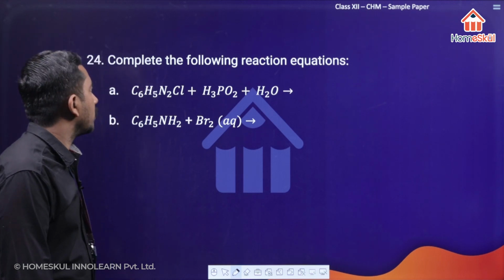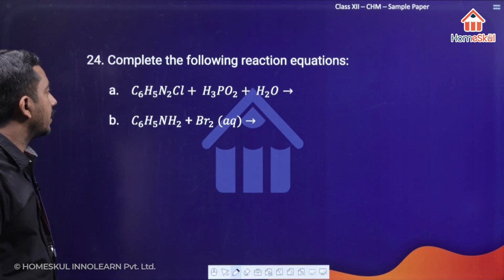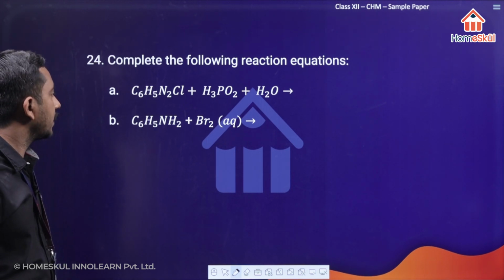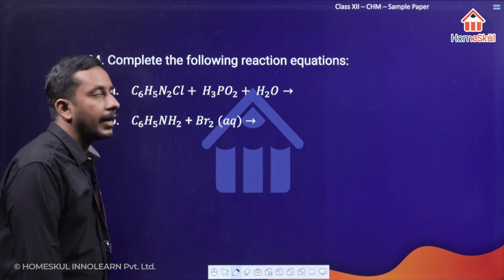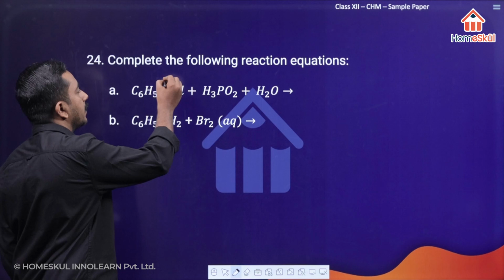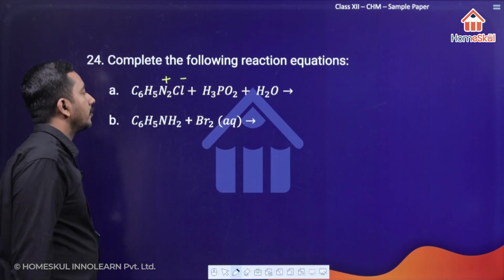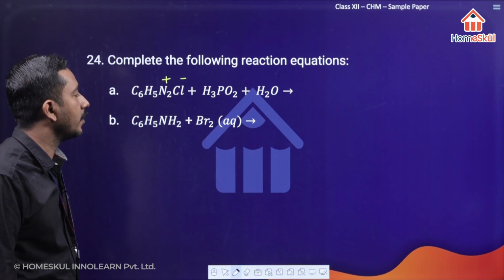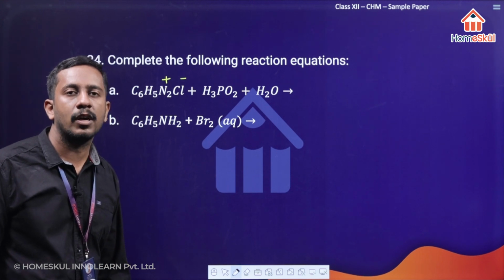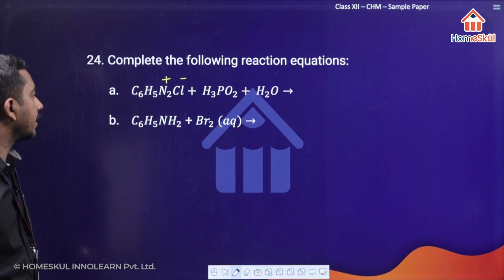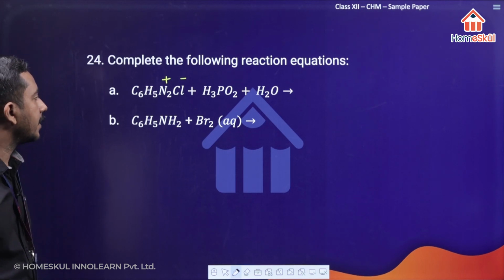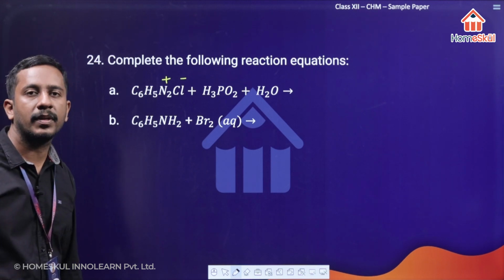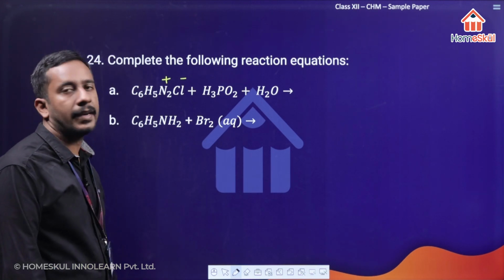Now the next question, the 24th question. Complete the following reactions. We have two reactions. We'll have to write the products for those reactions. The first reaction, we will be starting with a diazonium salt, C6H5N2Cl, and the reaction of that diazonium chloride with H3PO2, that is hypophosphorus acid, and water. And the second reaction is the reaction of C6H5NH2, aniline, with bromine water. So what are the products that we obtain here? Here it will be the bromination of aniline that is taking place, correct?